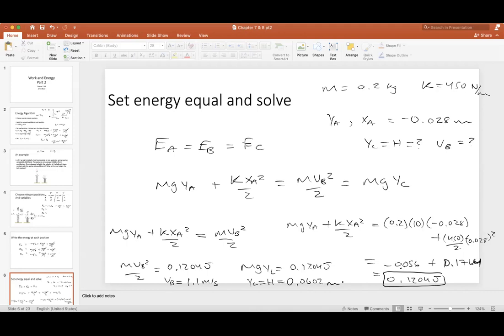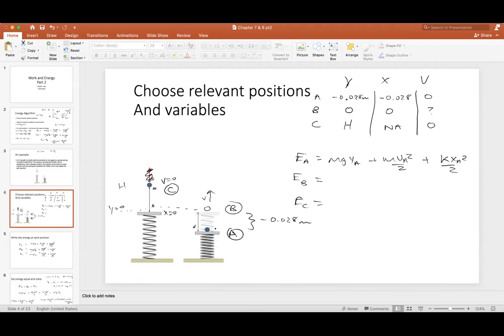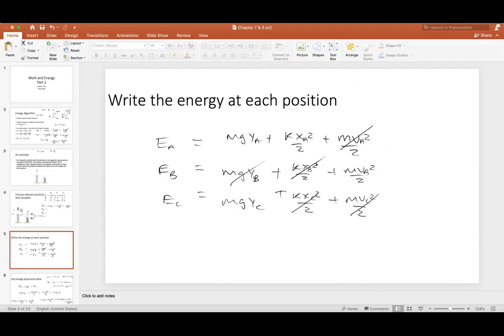I know it's a lot. I know I went fast through it, but that's your algorithm. You figure out where the positions you care about are. You figure out what your variables are. You write down the energy. The only 3 terms we have are these 3. When we have friction, we're going to add something, but you just write down those 3 terms.